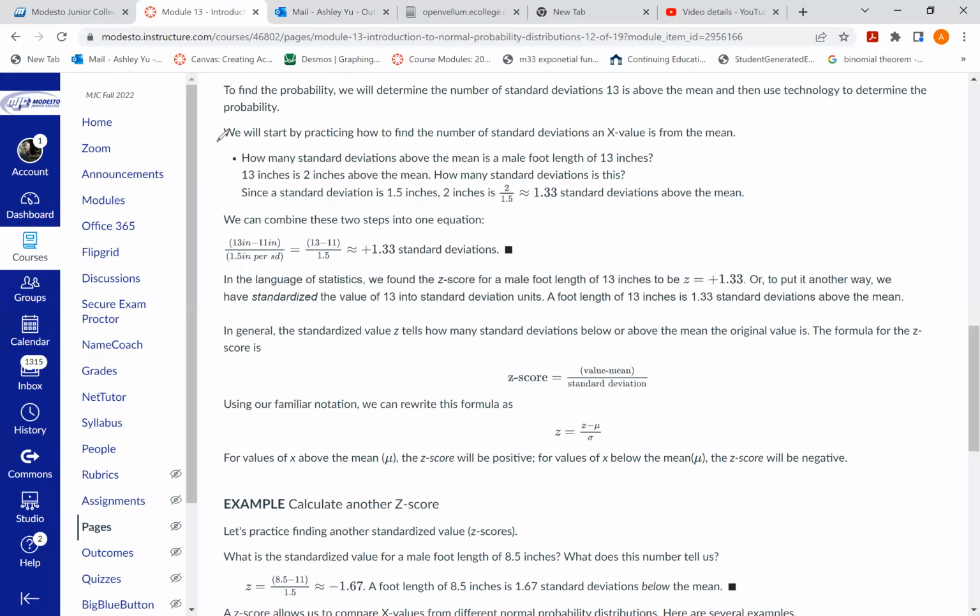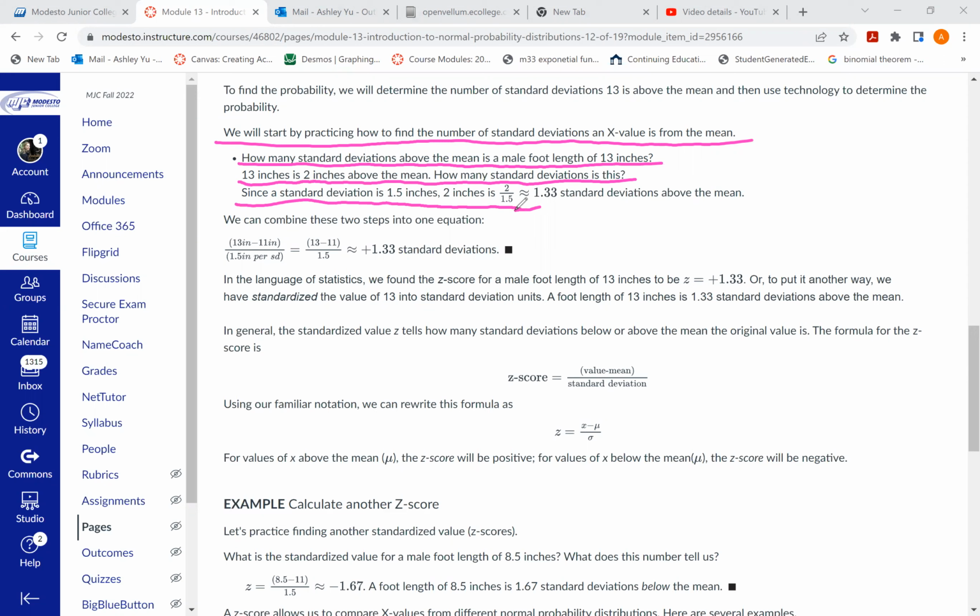Okay, we will start by practicing how to find the number of standard deviations an X value is from the mean. How many standard deviations above the mean is a male foot length of 13 inches? 13 inches is 2 inches above the mean. How many standard deviations is this? Since a standard deviation is 1.5 inches, it's 2 divided by 1.5. It's about 1.33 standard deviations above the mean.